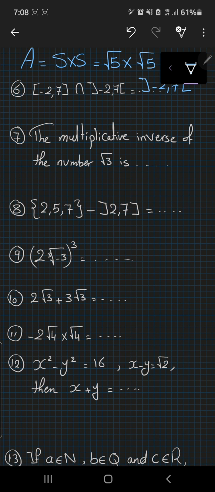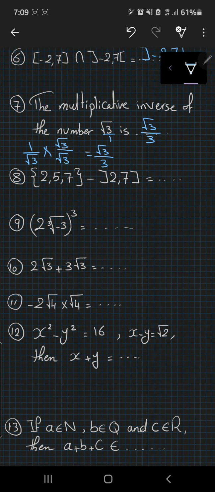The multiplicative inverse of the number root 3. What's the meaning of multiplicative inverse? For the multiplicative inverse, we make the reciprocal. Root 3 over 1, any whole number has denominator 1. To make the reciprocal, we exchange the numerator and denominator. So the number will be 1 over root 3. To simplify, multiply up and down by root 3. 1 multiply root 3 equals root 3 over root 3 times root 3, which is 3. So the multiplicative inverse of root 3 is root 3 over 3.